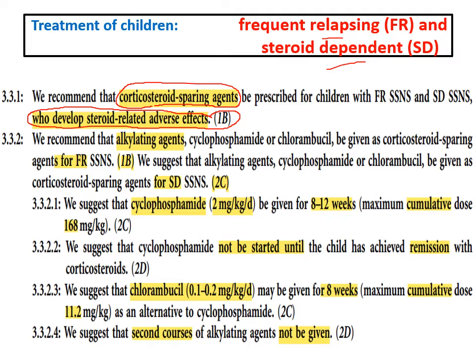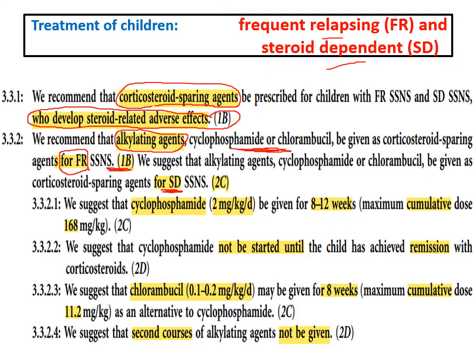First one is alkylating agents اللي هم مين؟ cyclophosphamide or chlorambucil. دولت اللي احنا ممكن نستخدمهم as corticosteroid sparing agents. هم دولت الريكومنديشن ليهم ايه؟ ان هم اقدر استخدمهم في الفريكوينت relapsers و very strong evidence 1B. Very strong في الفريكوينت relapsers I can use الالكيليتنج agents for frequent relapsers، ولكن استخدامهم في الستيرويد dependence is weak. They are not preferred for steroid dependent patients.